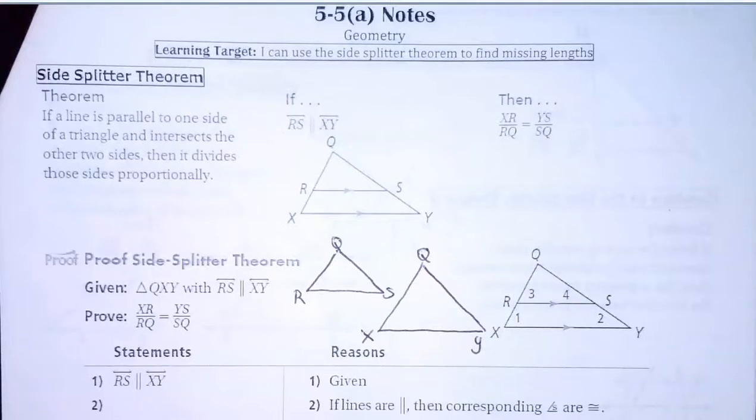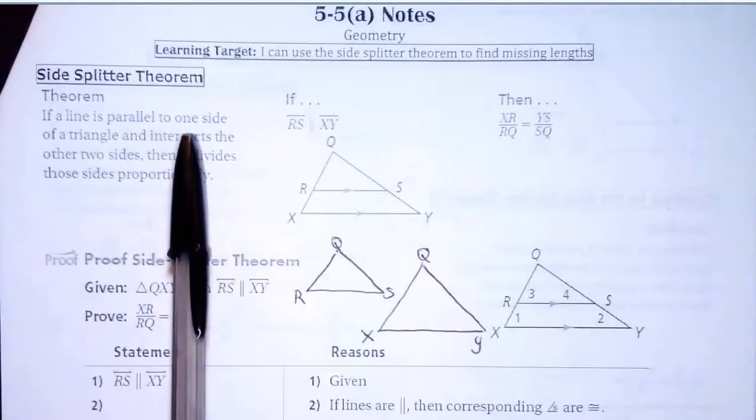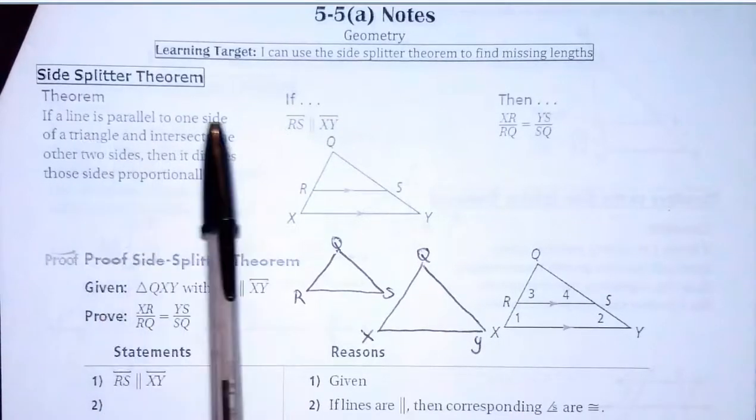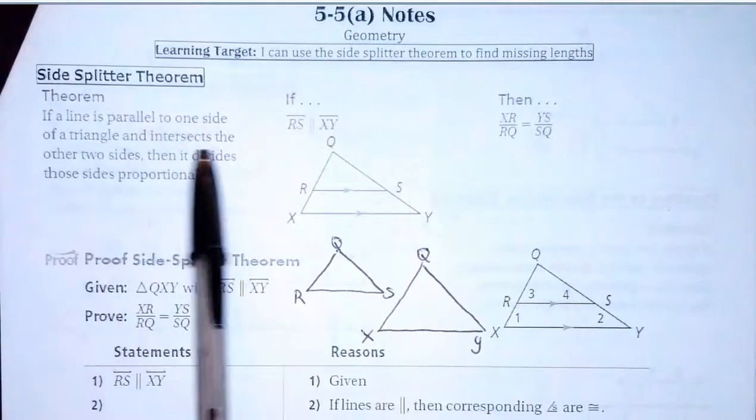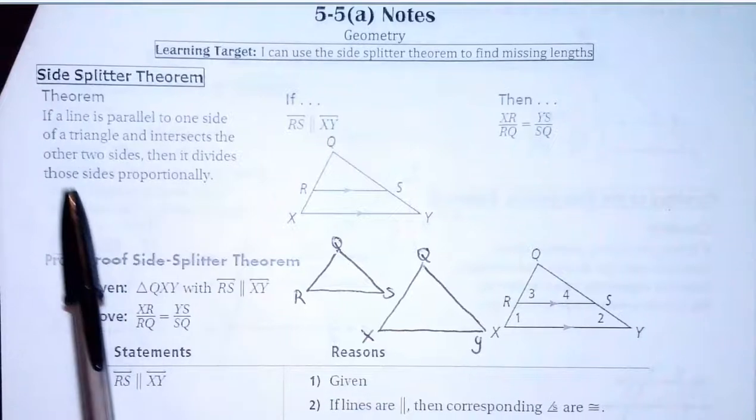Okay, today we're going to work on the side splitter theorem, which is going to piggyback on our similarity information for triangles. And so at the top I have a picture here, and then we'll go through the proof. It says, if a line is parallel to one side of a triangle and intersects the other two sides, then it divides those sides proportionally.